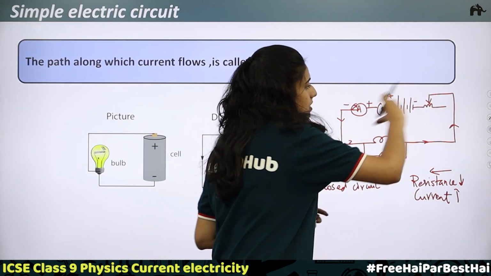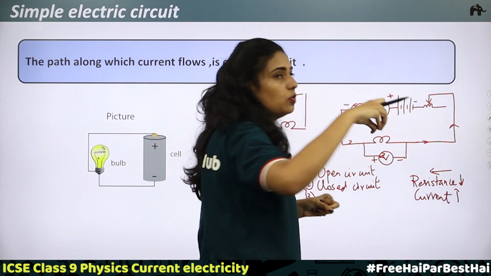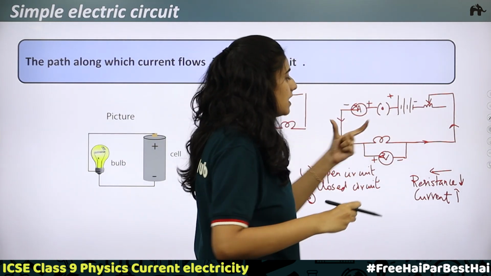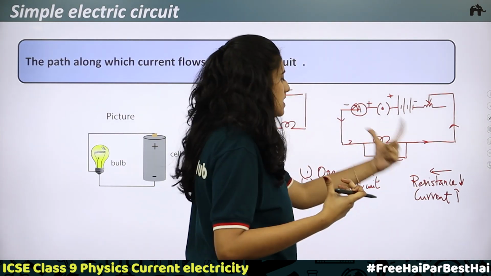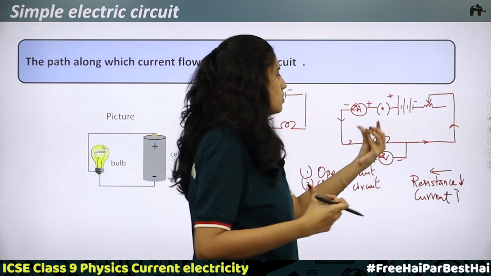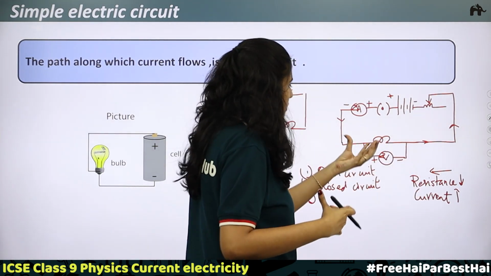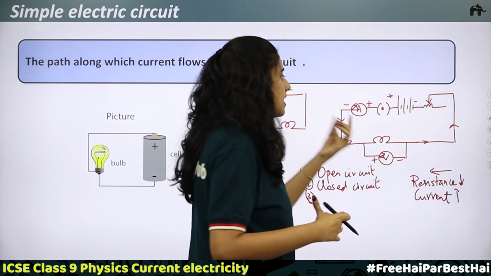So when you move the jockey of the rheostat towards the right, what happens is the resistance value is increasing. When resistance increases, current decreases. So when current decreases, what happens? The glow of the bulb will also decrease. So this is the third case.